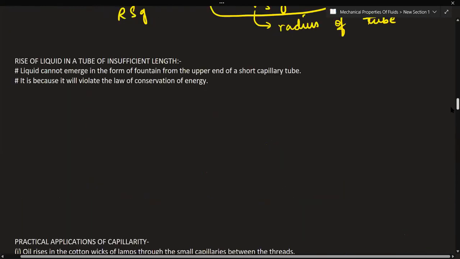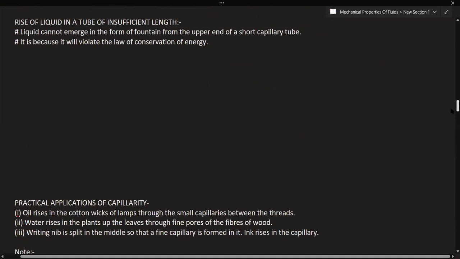Now see, one topic that we have is rise of a liquid in a tube of insufficient length. Means now we were taking the length of capillary tube which was sufficient in its height so that the liquid level which used to rise in here was sufficient for the tube. Now see, what will happen if the liquid had to rise more, but the height of the capillary tube is not much.